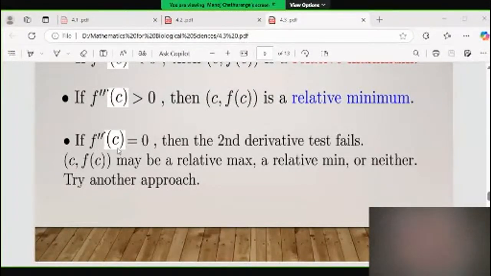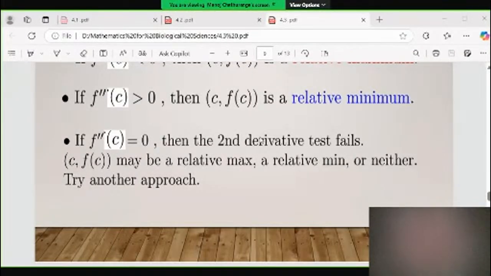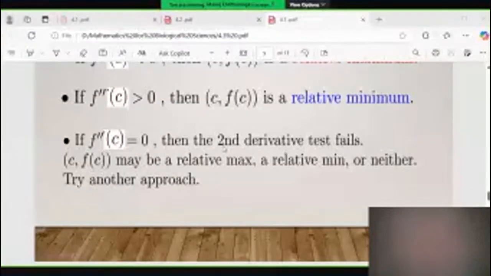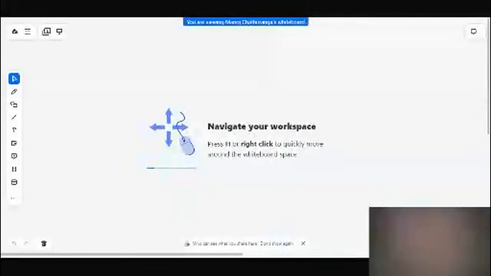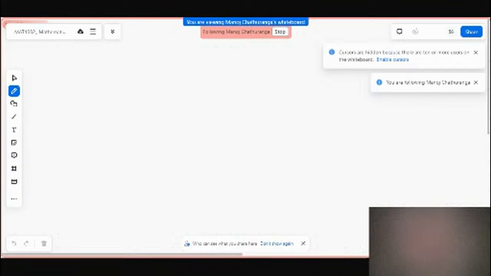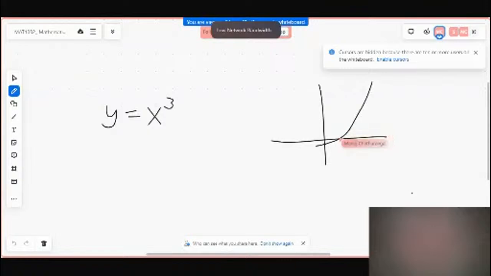If the second derivative is zero, we may be at an inflection point. At that point, it may be a relative maximum, it may be a relative minimum, or sometimes it just fails. The second derivative test is inconclusive at that point. So, for example, if you think about y equals x cubed, the graph of this function looks like this.